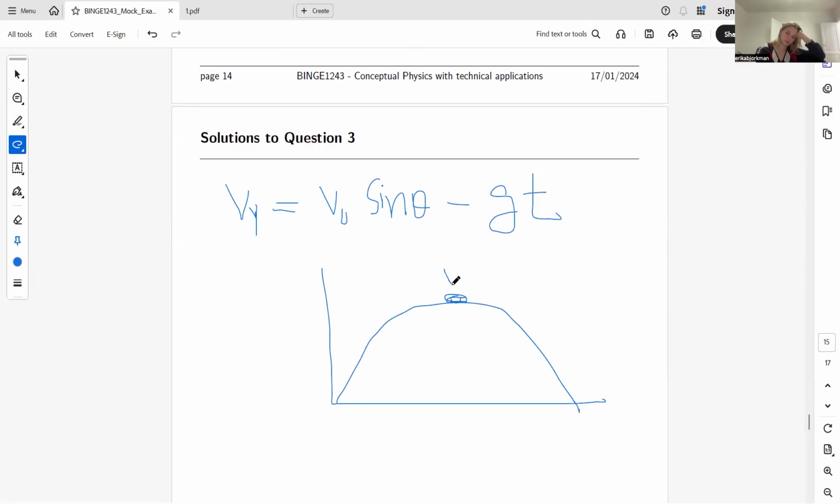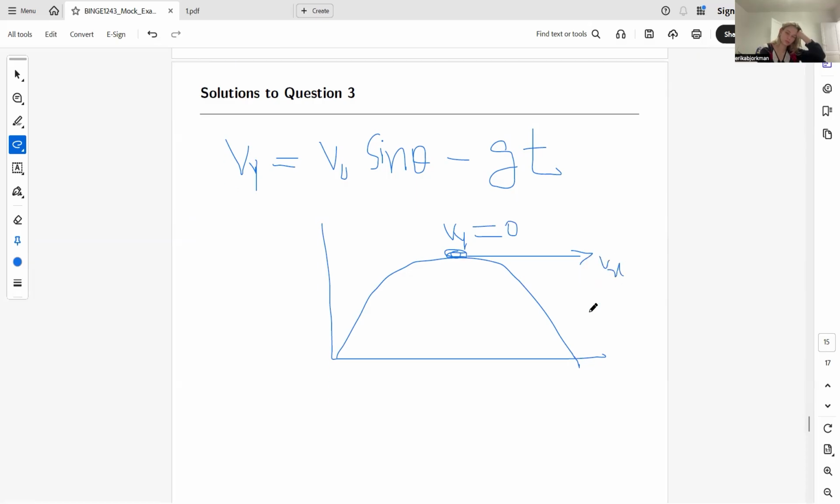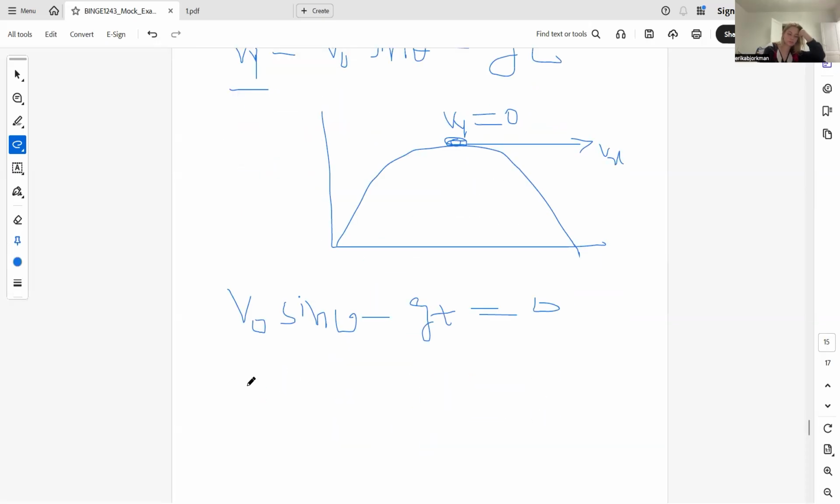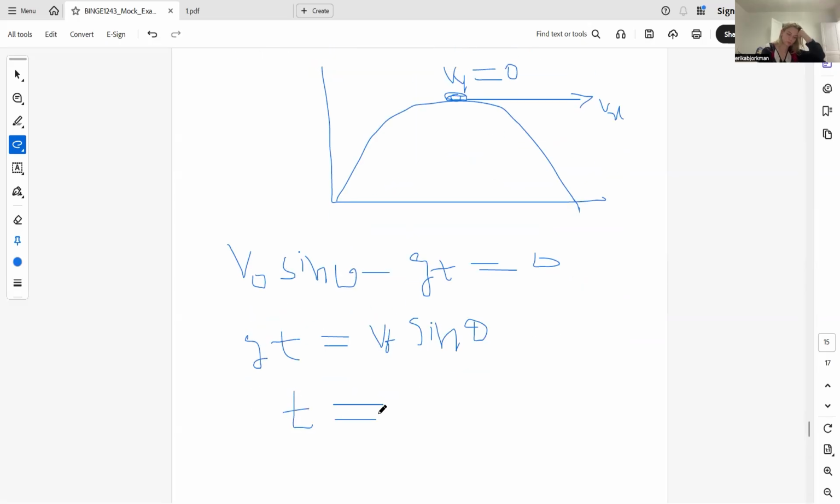the vertical component Vy is equal to 0. There is only the horizontal component of motion, that is Vx. Already we have discussed, it is not new. So we need to set it equal to 0. Then our equation will become V naught sine of theta minus gt equal to 0. Then I can write gt is equal to V naught sine of theta. Then we can write t is equal to V naught sine of theta by g.